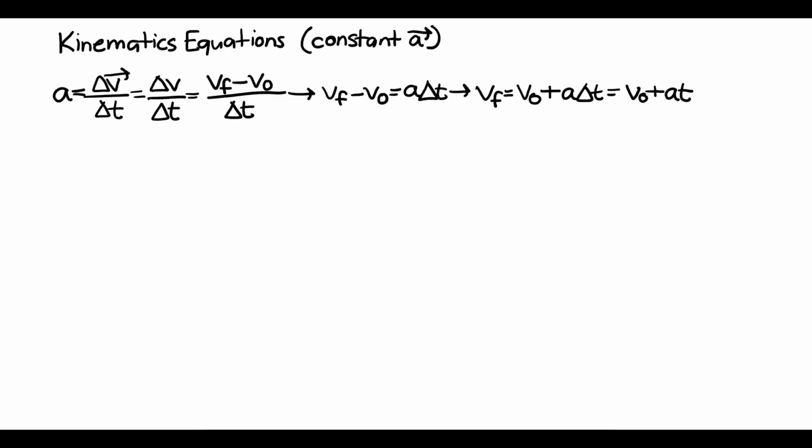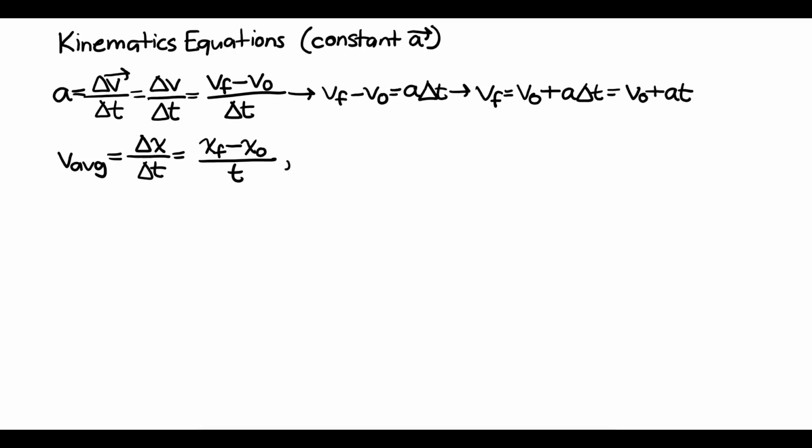Now, the average velocity, we're going to be focusing on average velocity, because that's what we're going to be using in order to derive our second equation. Now, the average velocity is equal to the change in position over the change in time. Okay, so that's just xf minus x naught over, we'll just write t.